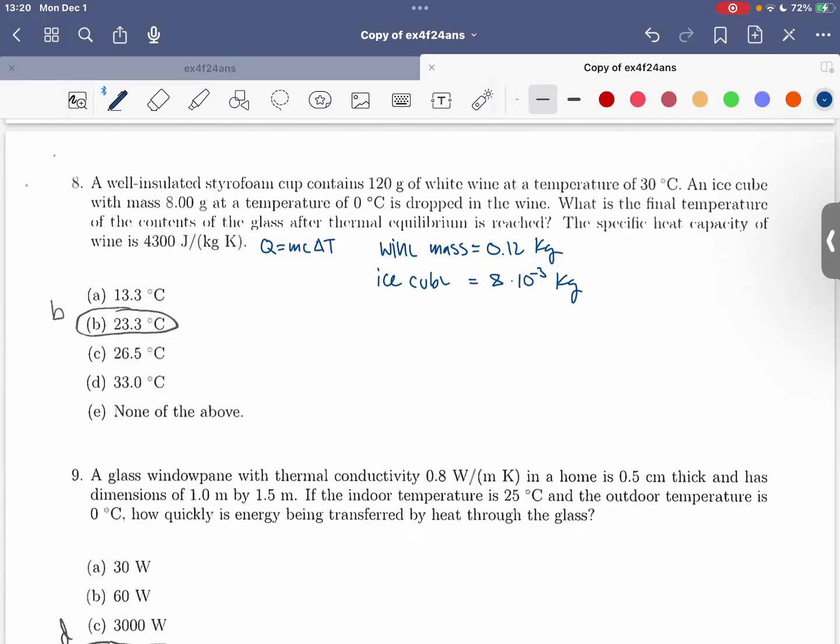And we're told this initial temperature is 0 degrees Celsius, and this initial temperature is 30 degrees Celsius. And so we're tasked with finding the final temperature of the contents of the glass after thermal equilibrium is reached. Okay, so if we imagine the cup, let's draw it.